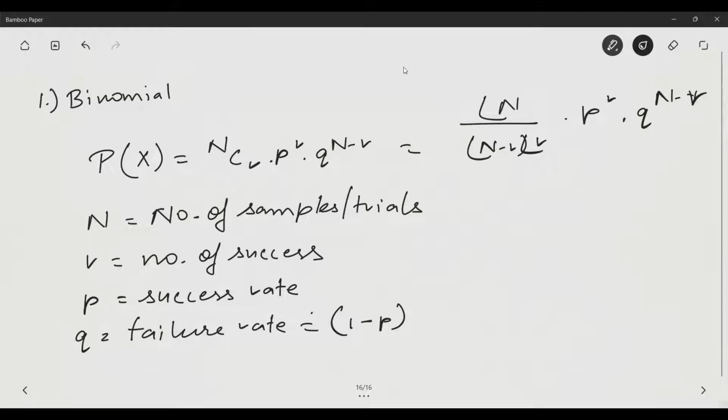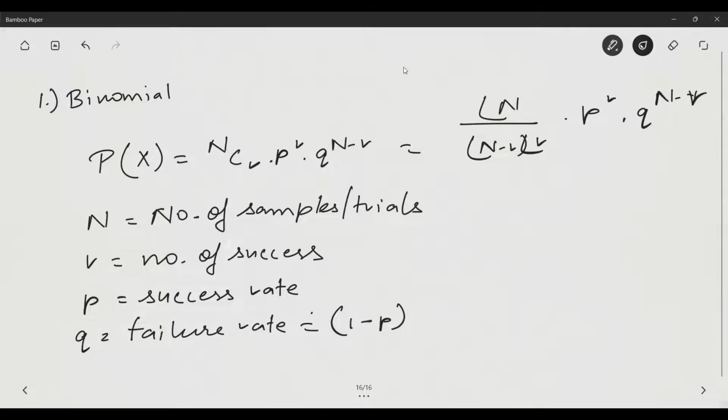Now guys, just for clarification, if I ask you one question, try to identify n, r, p and q. If you are able to identify them, then we are good to go with the second probability distribution. Okay, suppose I ask you: what is the probability of getting 4 heads if I toss a fair coin 10 times?